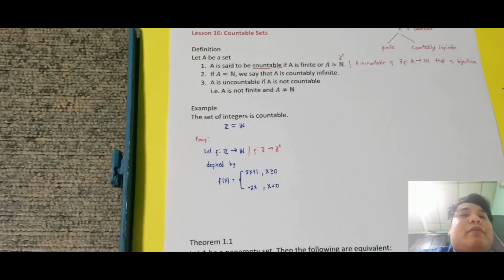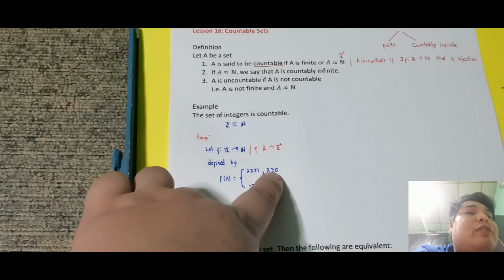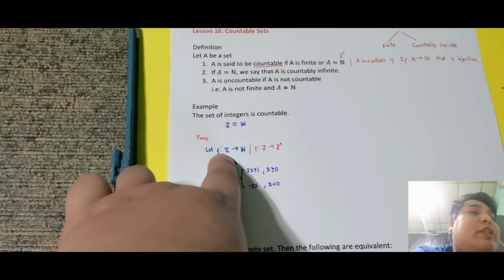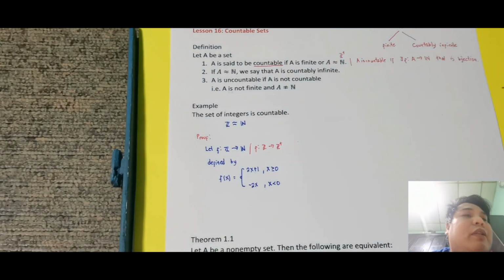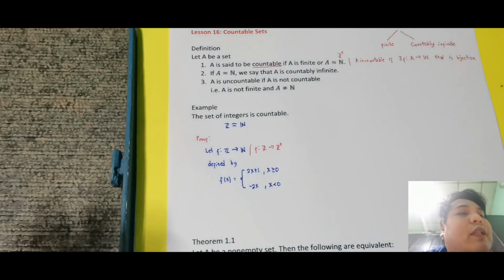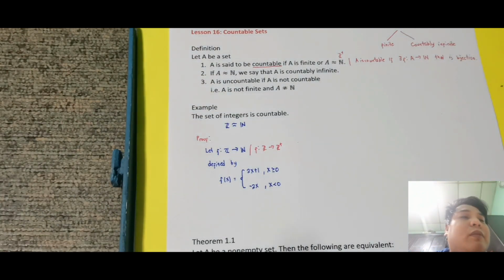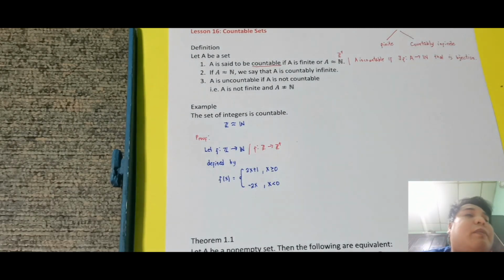Ngayon isipin natin ano yung mga input. Sabi niya, si f of x is 2x plus 1 pag x is greater than or equal to 0. Saan ba galing x? Sa integers. Meaning, pag 0, 1, 2, 3, 4, 5, 6, 7, 8, yung gagamitin natin na function, 2x plus 1. Pag negative 1, negative 2, negative 3, negative 4, up to negative something na malaki, ang gagamitin natin, negative 2x. So ito yung function natin.